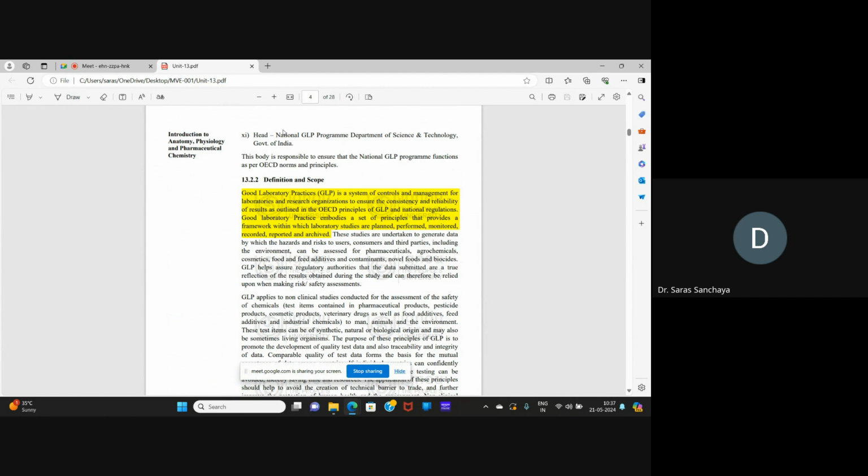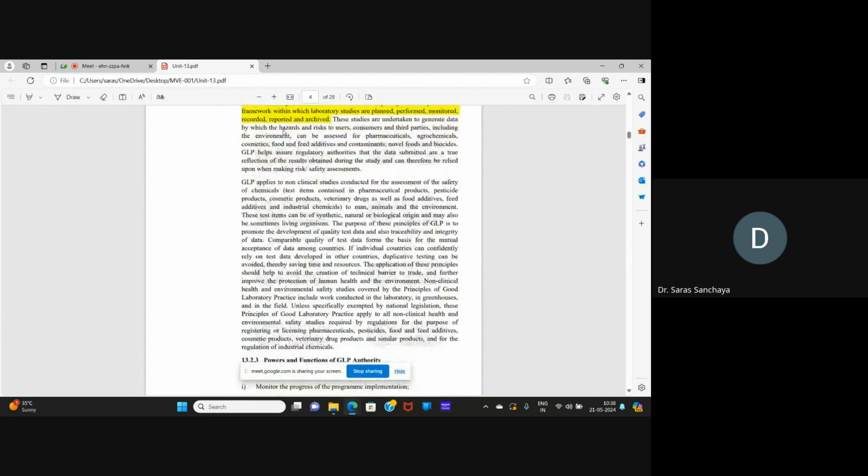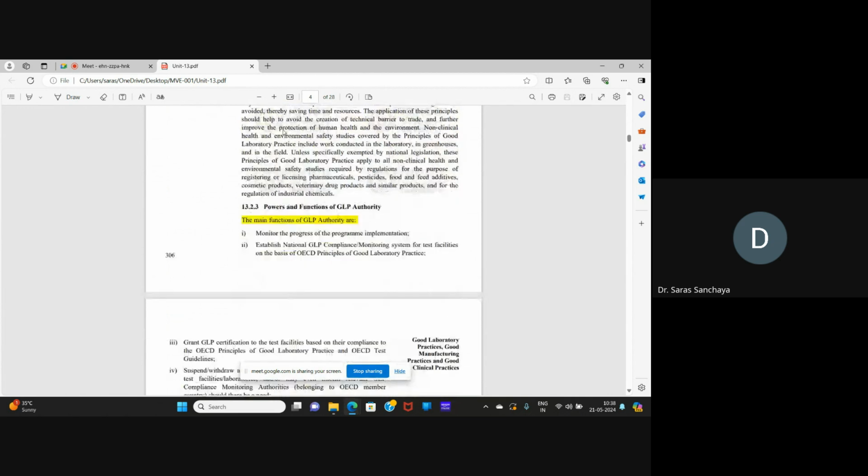Good laboratory practice embodies a set of principles that provides a framework within which the laboratory studies are planned, performed, monitored, recorded, reported, and archived. So, all the methods and all the phases of production of drugs comes under good laboratory practices. Then powers and functions of GLP authority.